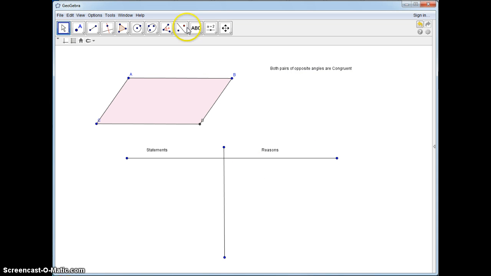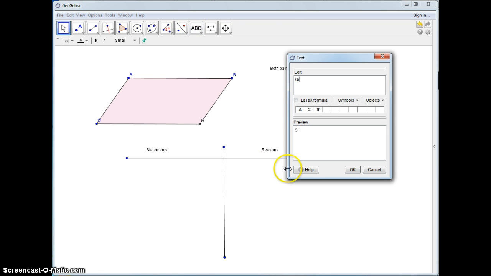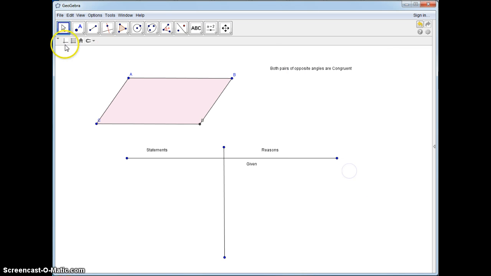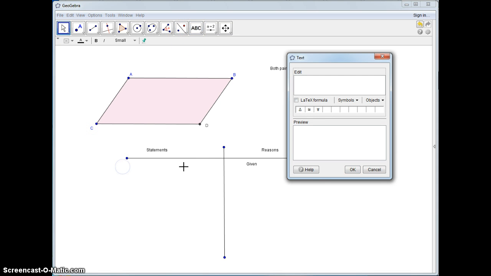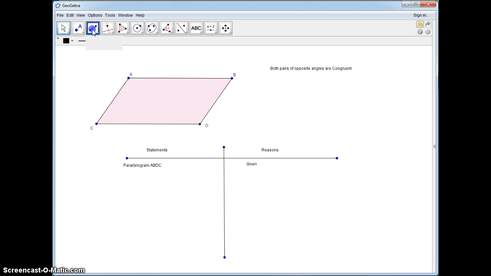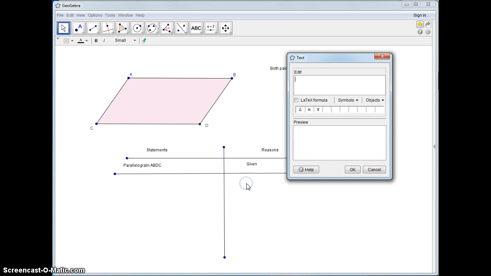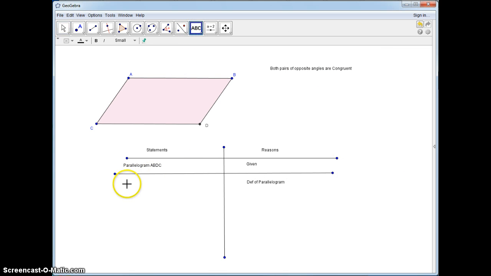What we're given is the first line of every proof: given. And we're given parallelogram ABDC. I'm just going to move these letters out so you can see them a little bit better. The very next line of every parallelogram proof is the definition of a parallelogram, and that is that the opposite sides are parallel.